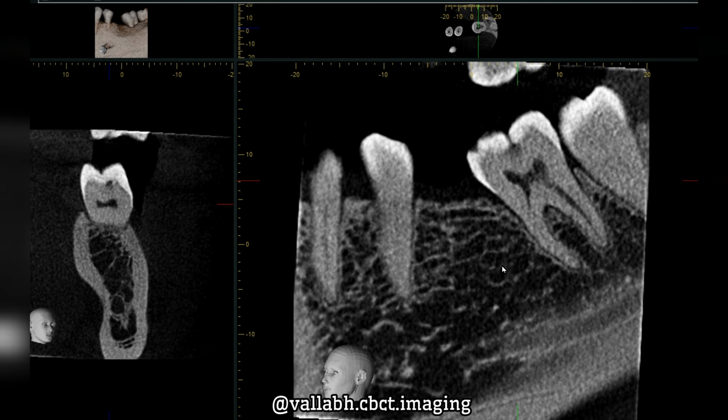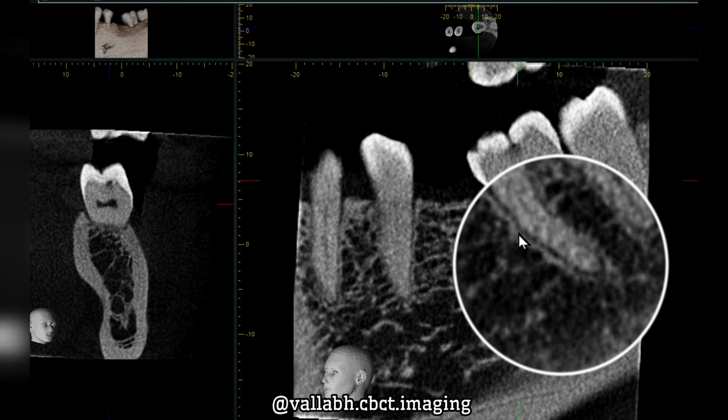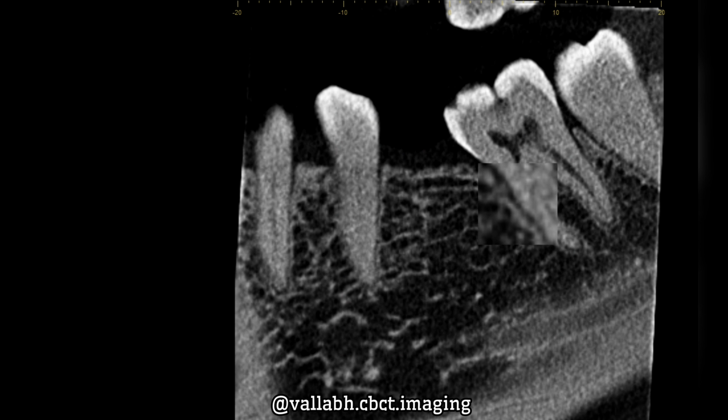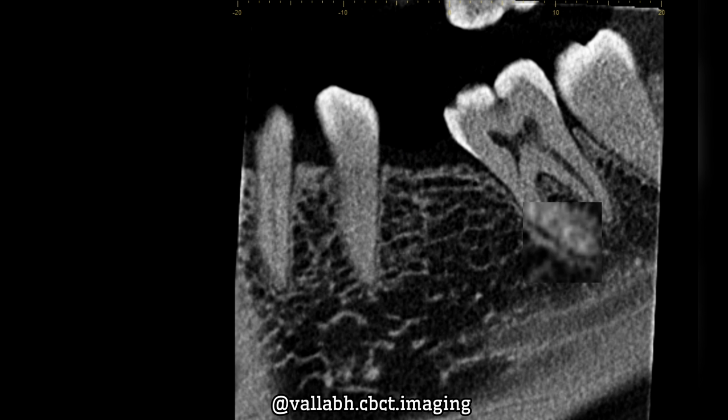Other anatomical landmarks include lamina dura, which is seen just beside the radicular pulp, just beside the root. These are the tooth roots. So this radiopaque line which is there is nothing but the lamina dura, and just in between the lamina dura and the tooth root lies the periodontal ligament space.